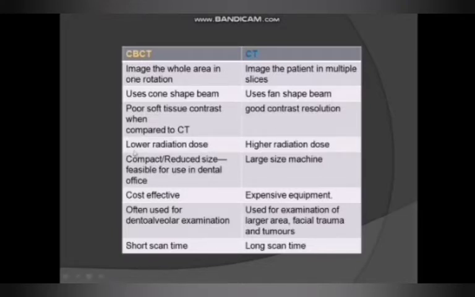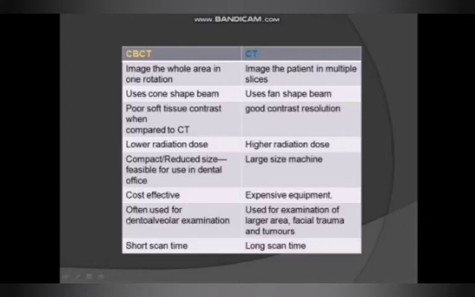CBCT has lower radiation doses, about 10 times less than regular CT. CBCT is compact, reduced in size, and feasible for use in a dental office. It's also cost effective, while CT is a large and expensive equipment. Also, CBCT has a short scan time or high-speed scan, less than 30 seconds, and CT has a long scan time.